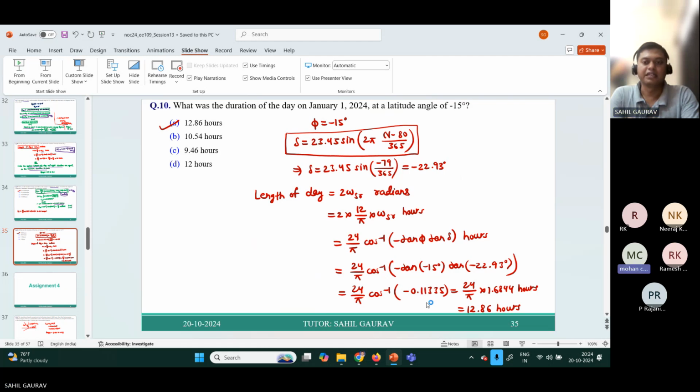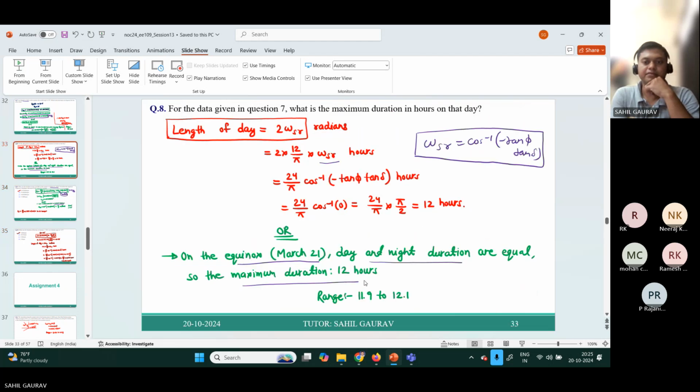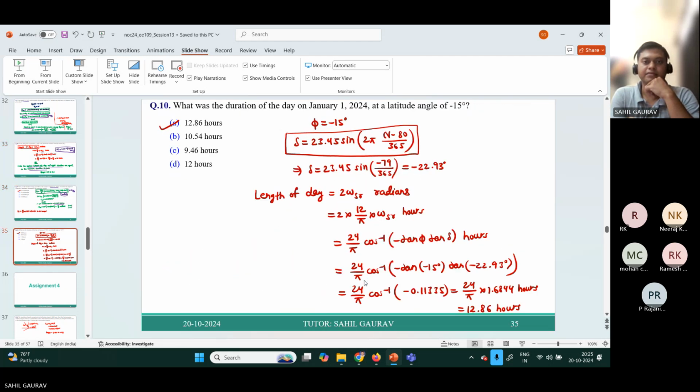So minus tan phi tan del is coming as -0.11335. So taking the inverse, it is 1.684, and converting to hours, it is 12.86 hours, the length of day for this January 1st. So this is for assignment 3.